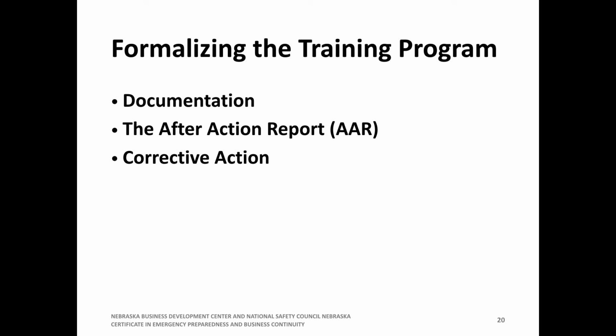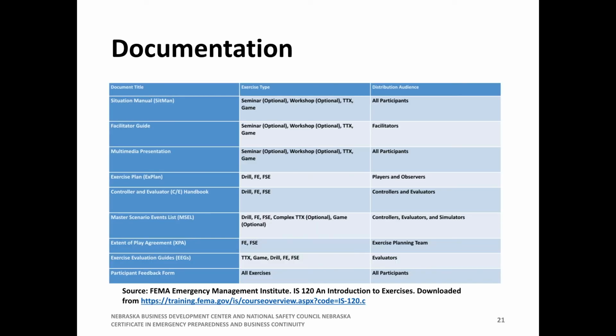To complete the loop back to business leaders, the training program must include documentation, the after-action report, and suggestions for corrective action. There are several sources out there for suggested documentation, and this one is pulled from the Emergency Management Institute in Emmitsburg, Maryland. Suffice it to say that exercise planning and implementation generates a significant paper trail, but not all of the documents are necessary for every type of exercise, nor are they disseminated to every participant. This table is provided to give you a guide, one that you can tailor to your specific business, your selected exercise, the level of complexity, and the intended audience.